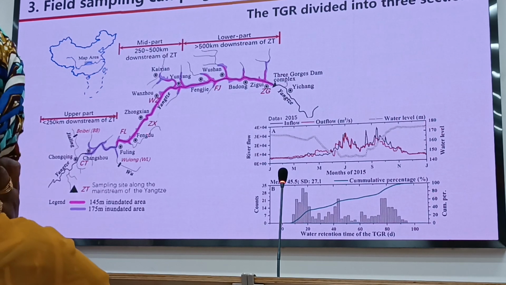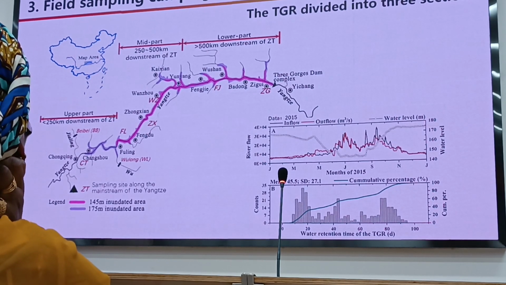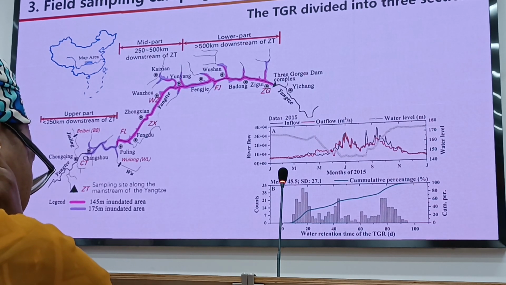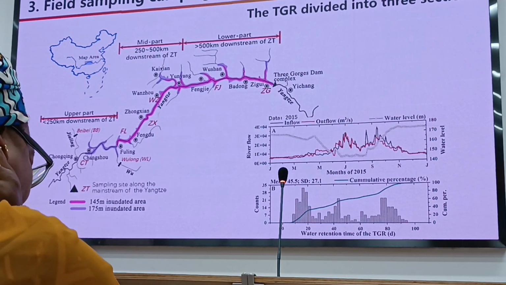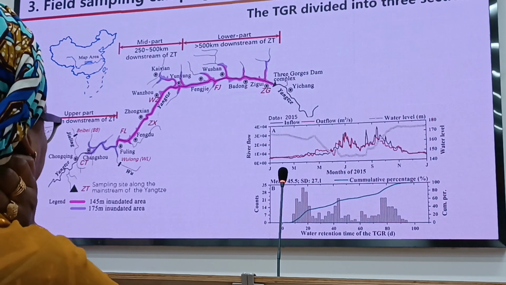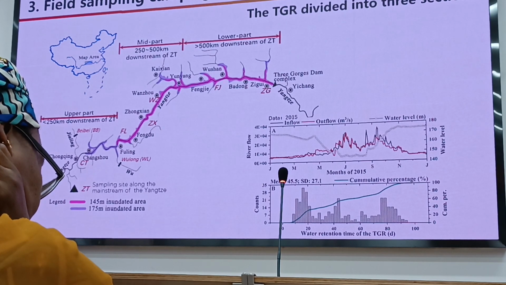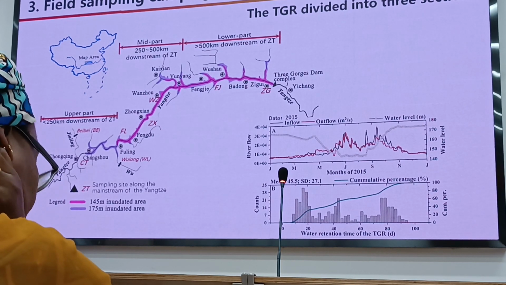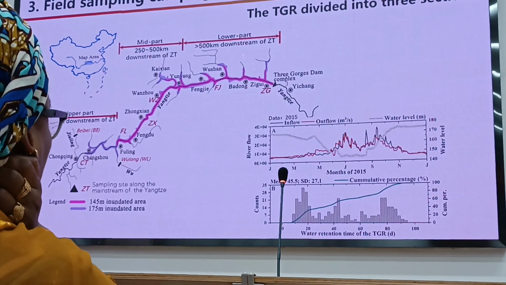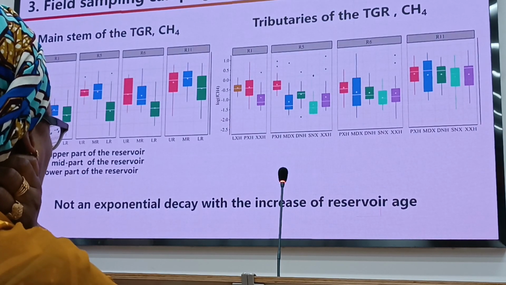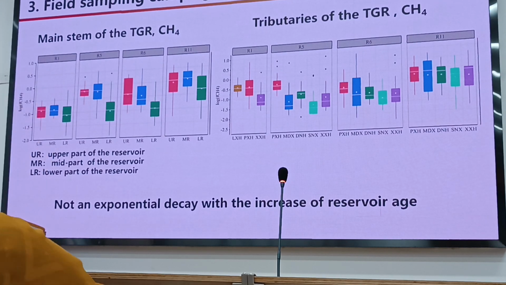And in the middle reach, from the ghost town where you have been to Fengjie, you will see it's a transitional area, transitional from the river to a lake. But if you go downstream, like the Little Three Gorges, you'll see the Little Three Gorges right here in Wushan. It's like the coastal zone or lower part of the Three Gorges. And here are some data for the methane emission in the main stem and the tributaries of the Three Gorges Reservoir.